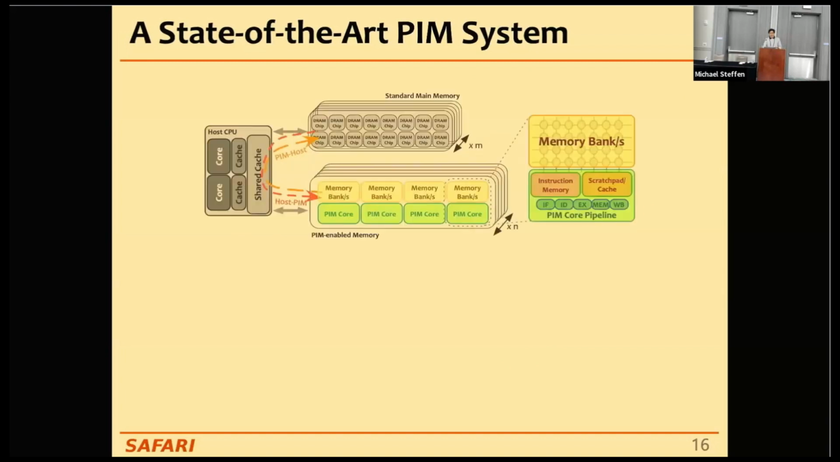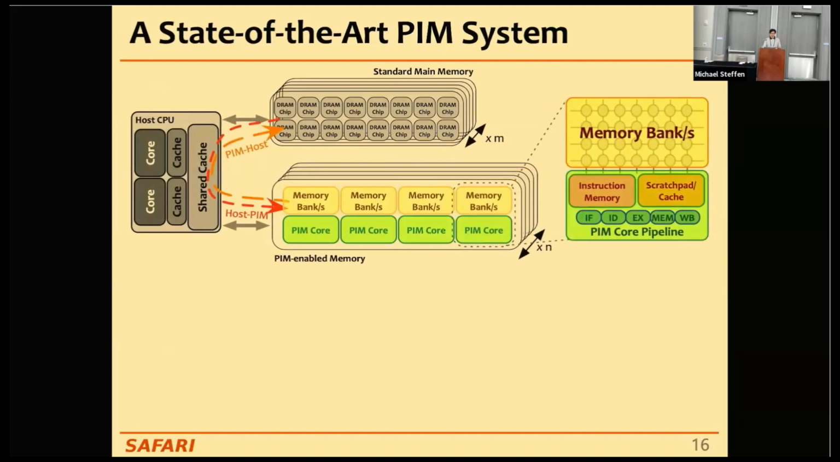A state-of-the-art PIM system looks like this. As you can see at the top, there is a standard main memory, and the host processor that we have here on the left-hand side has access to the standard main memory and the PIM-enabled memory. PIM-enabled memory is typically composed of memory banks and nearby cores or accelerators or something else.